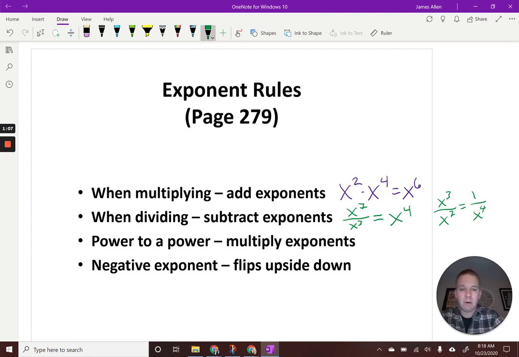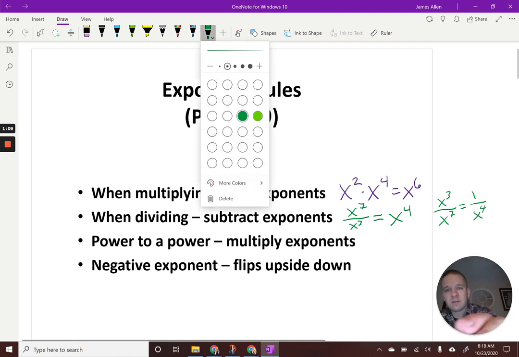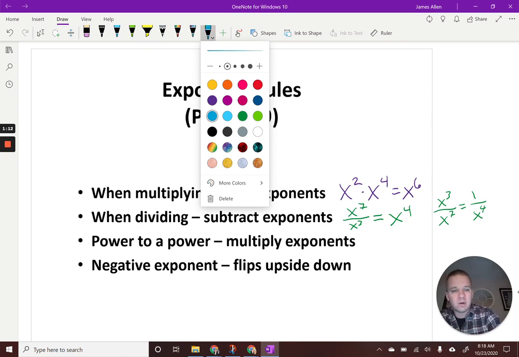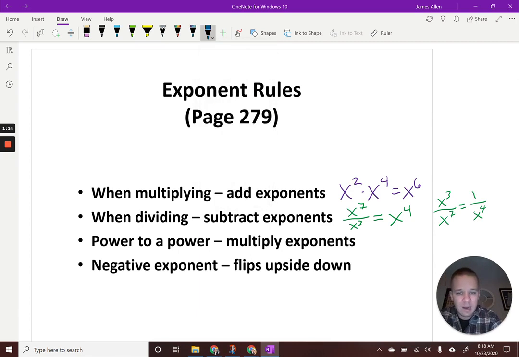Awesome. Power to a power. Let's get a new color here. It's gonna be fun. I'm gonna go blue. Let's see here. So if I had something like x to the 3rd raised to the 4th, in this case, so there we go. It's a little better. You know what? I'm gonna fix that 4. There we go. I'd have x to the, well, what's 3 times 4? That's x to the 12th.